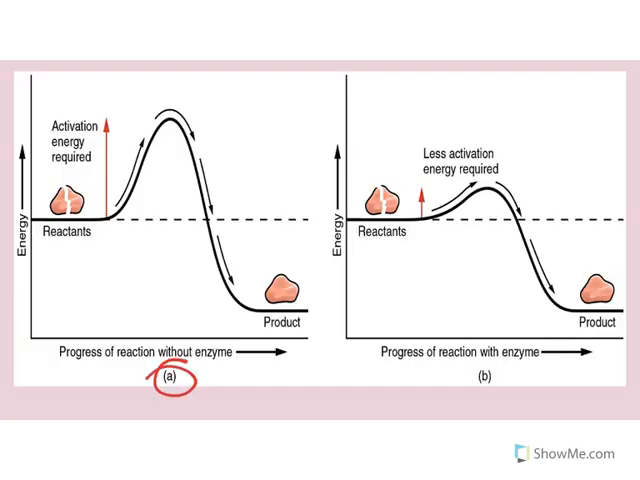So let's take a look. In the first graph A, we have a scenario where these reactants are lacking an enzyme. There are no enzymes present to help them turn from reactants into products. And if we look at this graph, the y-axis is showing us the amount of energy needed, and the reactants have to overcome a lot of that energy. This hump that these guys have to travel over is very high. We call that the activation energy that's required.